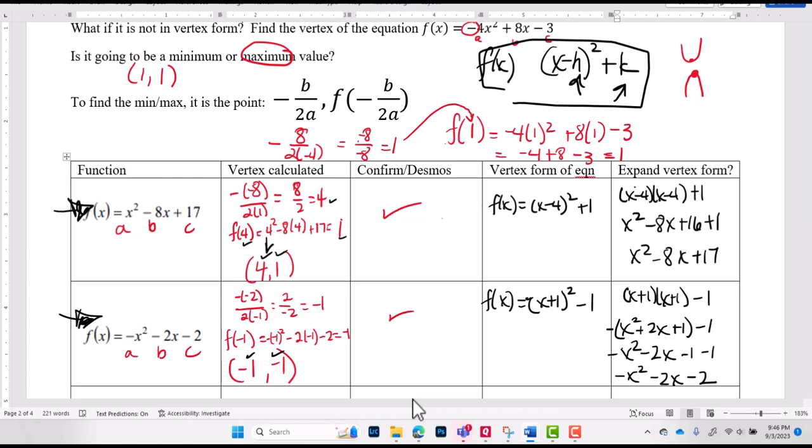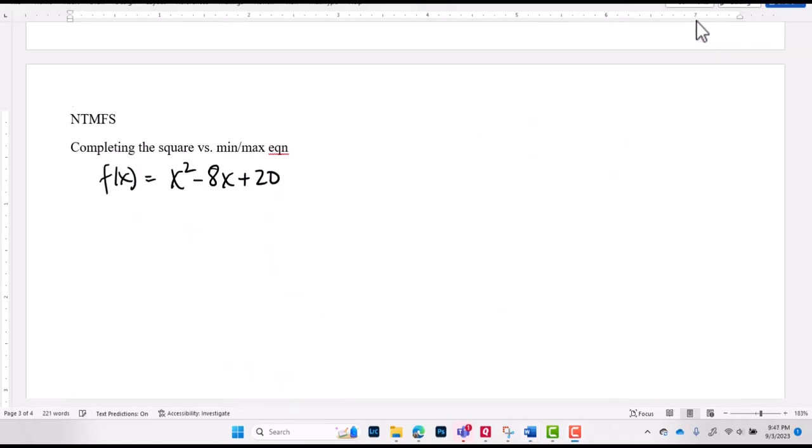So that's the point. Whether we find the vertex from reading it out of the vertex form of the equation, or we take the standard form of the equation and calculate the vertex from there, you can find the vertex in two different ways.